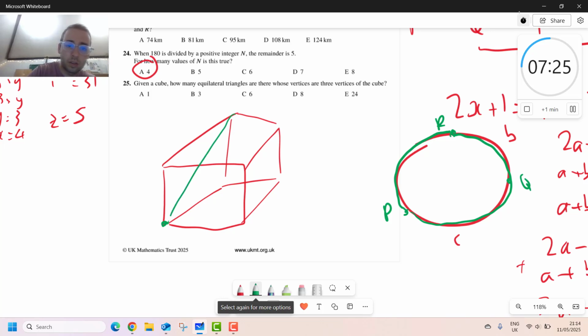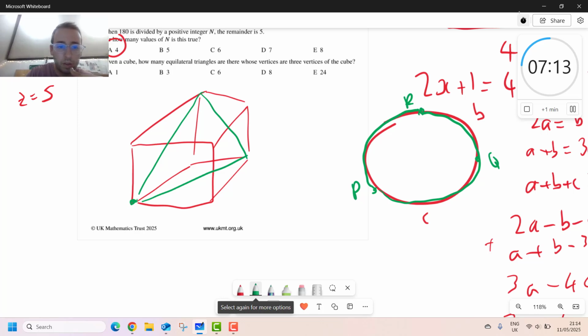Oh, it's this. So that's 1. And then I could also do... okay, so from this point there's 2, because I could also do this and this, and then from this point there's 2, that and that, from this point there's 2, and from this point there's 2.